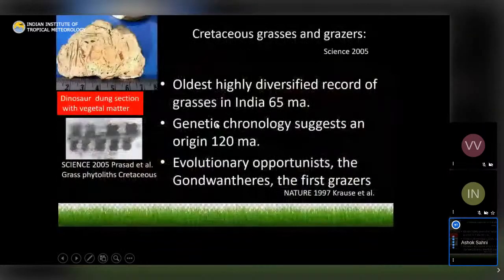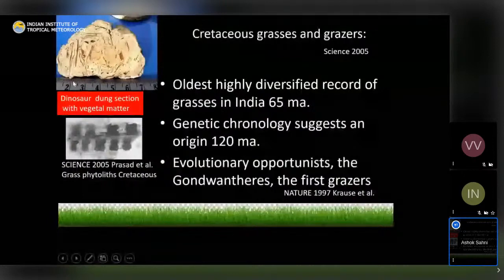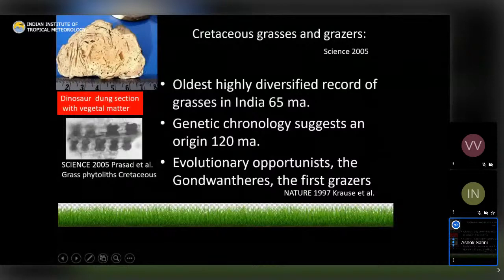Now, one very peculiar thing that happened quite by chance is that we were able to find the oldest record of grasses. And where did we find them? We found them in the dung of a dinosaur. So this is a dinosaur dung. This is a polished section. You can see that there are a lot of leaves, seeds, many, many plant materials.